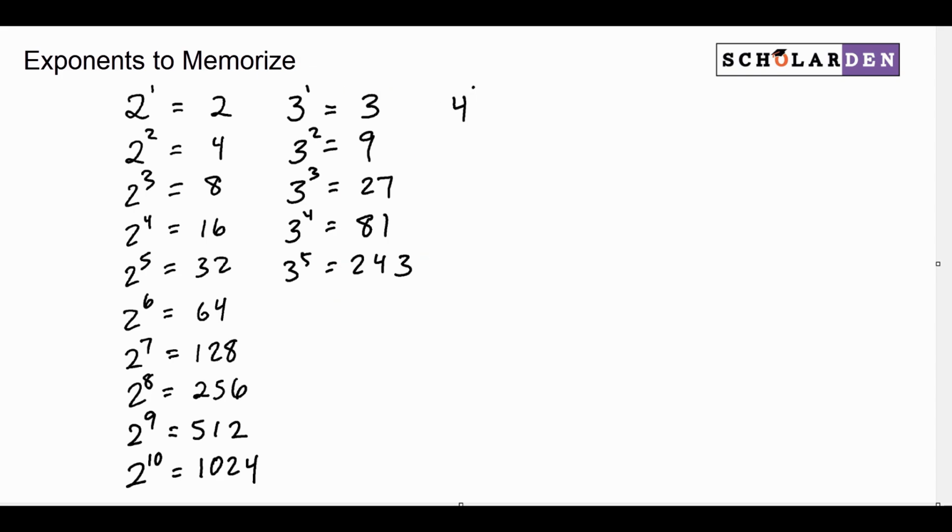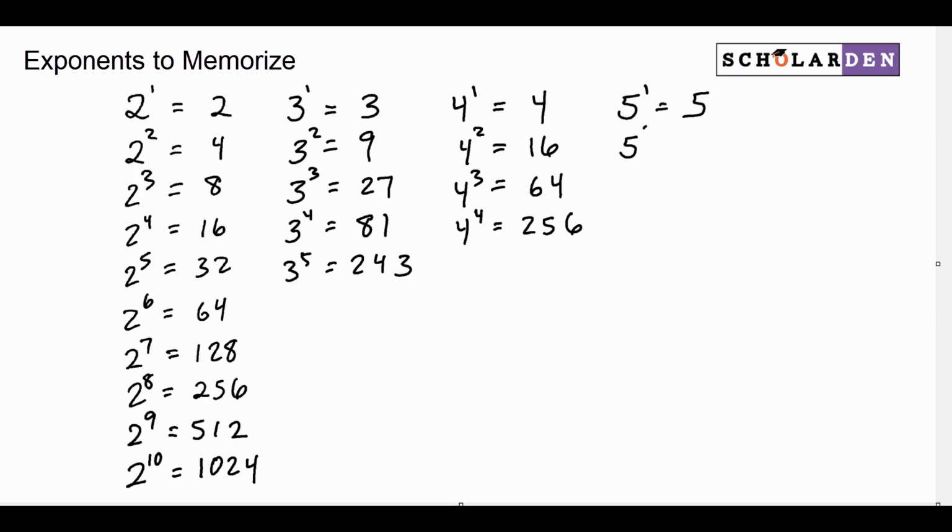And we'll just do 2 more numbers. We'll do 4 to the 1, of course, is 4. 4 squared is 16. 4 cubed is 64. And we'll stop at 4 to the 4th, which is 256. Last one, 5 to the 1 is 5. 5 squared is 25. 5 to the 3rd is 125. And 5 to the 4th is 625.